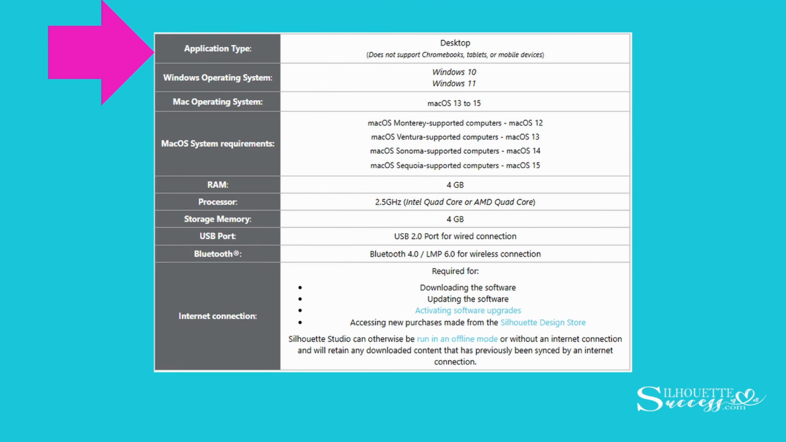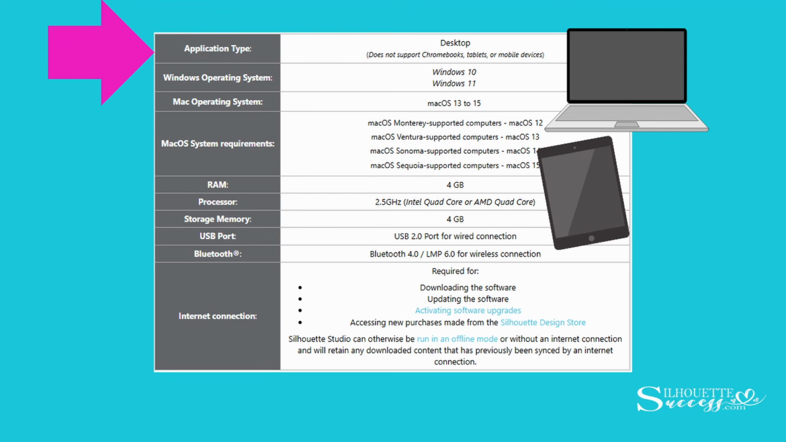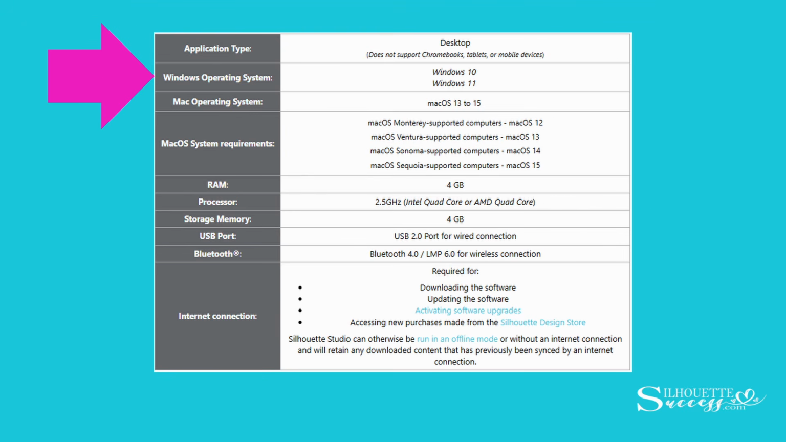The first thing we're going to talk about is system requirements, and you can find these right on the Silhouette America page. You will need a desktop or a laptop to run this. It's not supported by Chromebooks, tablets, or mobile devices. You're going to need Windows 10 or 11 if you're running a Windows computer. If you're running a Mac, you need 13 to 15.